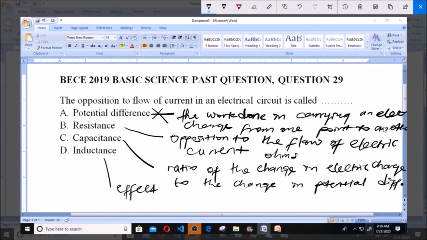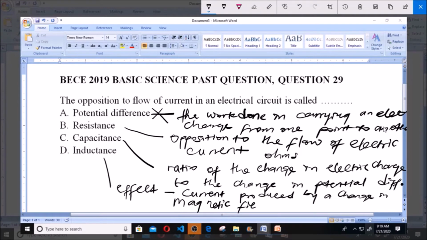Inductance is an effect which is caused when a current produced by a change in magnetic field is directly proportional to this magnetic field. When it's proportional to this magnetic field, we call that effect inductance. So inductance is the effect produced when the current produced by a change in magnetic field is proportional to this magnetic field.